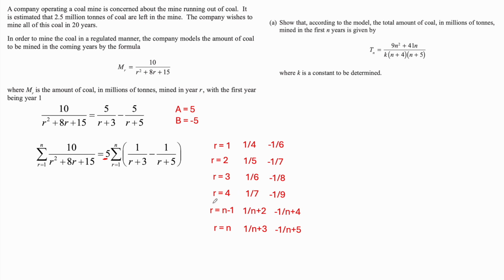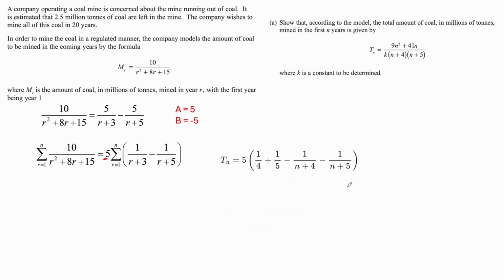So I've stopped at 4 here, and then I've gone to r equals n minus 1 and r equals n. And from this we can see that these terms cancel out and these terms cancel out, and so forth. Obviously we haven't gone further with this and then r equals 5, etc. We've just jumped straight to r equals n, but we can assume that these will eventually cancel out, and you're left with 1 over 4, 1 over 5, minus 1 over n plus 4, and minus 1 over n plus 5.